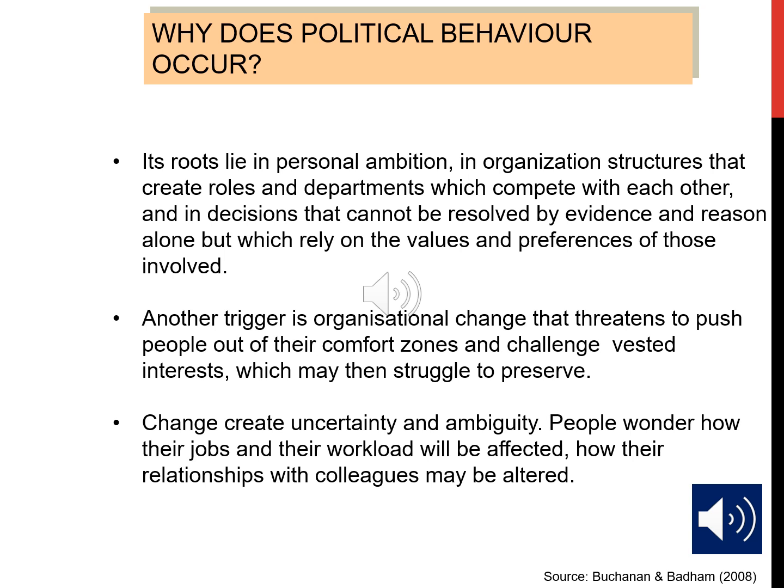This slide details why political behavior occurs. Please read it on your own time.